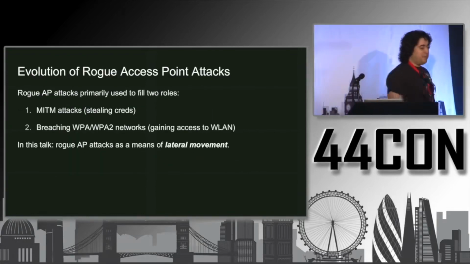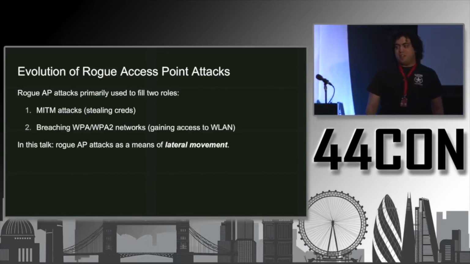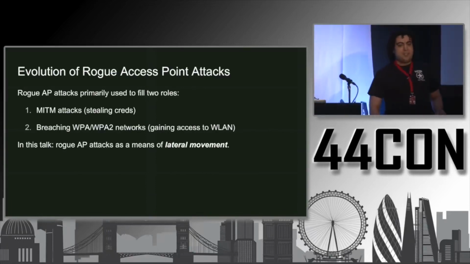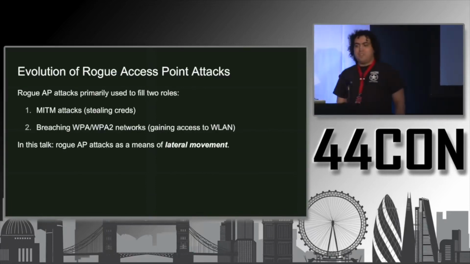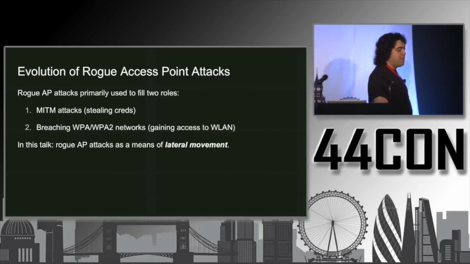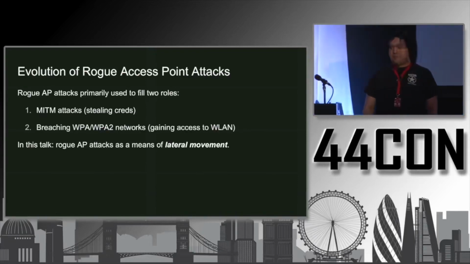But the common trend here is that with all these attacks, they kind of fall into two categories. Rogue AP attacks have traditionally been used as a method of stealing credentials via man-in-the-middle attack, or they've been used for breaching EAP networks. We're going to do something a little different here. We're going to talk about rogue AP attacks as a means of lateral movement.